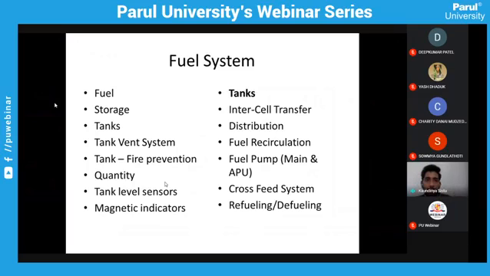For example, the fuel system consists of fuel storage. Storage is nothing but the areas where it is stored. Tank is the enclosed area. Storage is how you will be inserting the fuel, and the limitations, how much pressure it can take, all those things become the tank dimensions. That's all the tanks cover. Okay, tank vent system, venting.